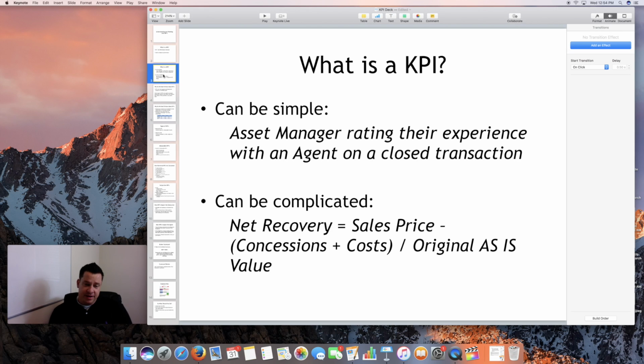Now, on the other side, they can be very complicated. This example I have here is net recovery, which is one of the biggest ones, and this is a standard example that I put in here. Sales price minus the total of any seller-paid concessions plus any costs. Some outsourcers will include commissions, title insurance, repairs, anything like that. They'll consider anything that's paid on the final HUD. So if you're paying taxes or HOA dues on the HUD, that would go into the costs. So whatever our sales price is, say $100,000, minus the concessions and the costs, divided by the original as-is value, is going to be our KPI.